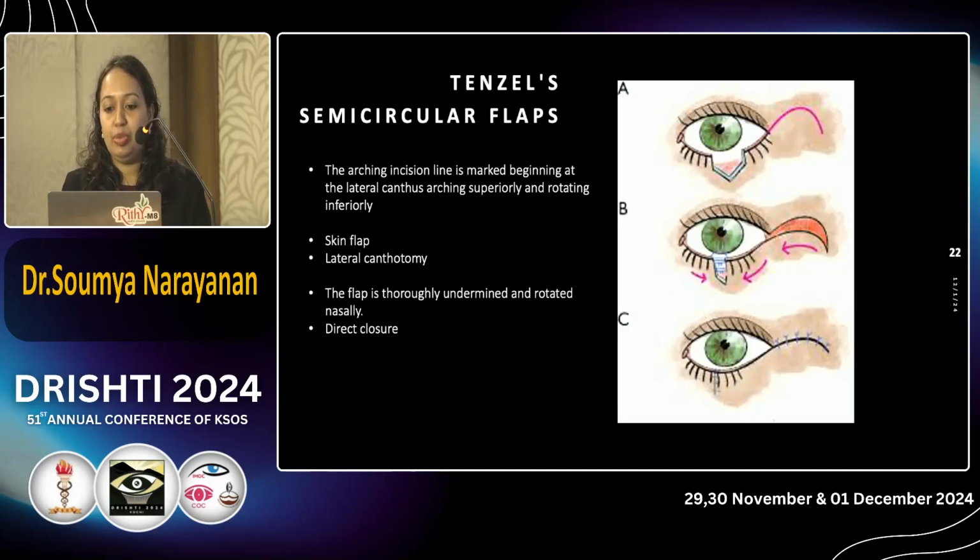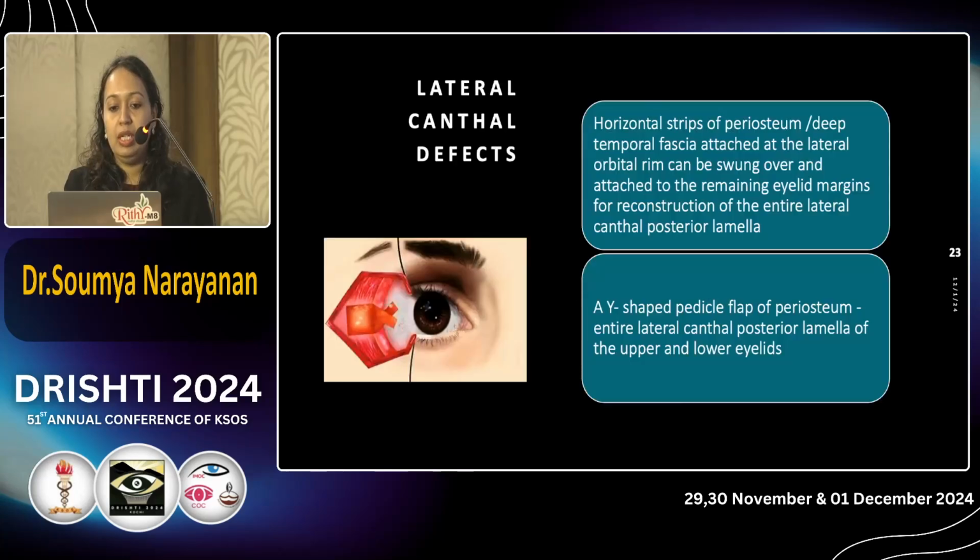For the lower lid we can mark an arching incision line beginning at the lateral canthus, going upward and coming inferiorly, and the skin flap is dissected thoroughly and undermined. A lateral canthotomy has been done and the lid has displaced nicely for a direct closure. Lateral canthal defects can be corrected using horizontal strips of periosteum or deep temporal fascia attached to the lateral orbital rim and attached to the remaining eyelid margin.